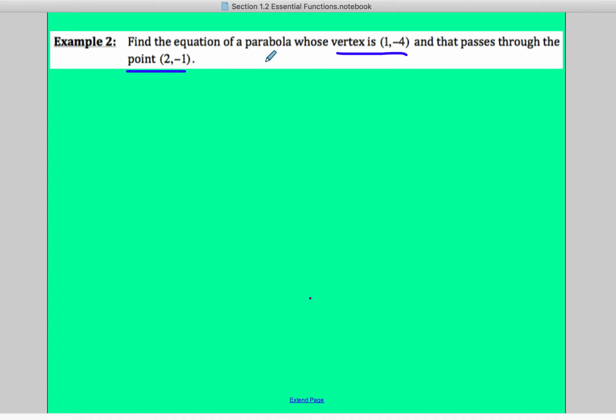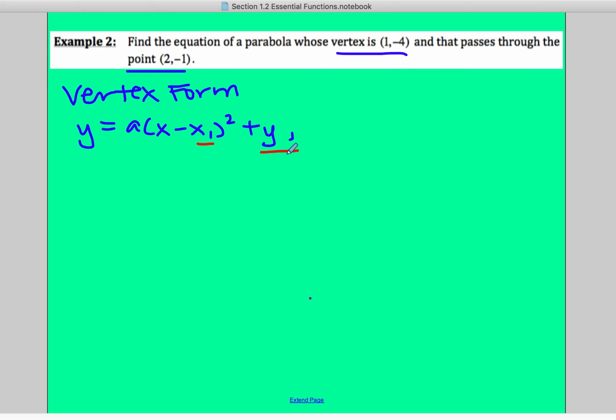So we have three formula options that we can use. We can use standard form, vertex form, or factored form. I am going to use vertex form because it gave me the vertex. So just to remind ourselves what vertex form is, it is y equals a(x minus x1) squared plus y1, and x1 and y1 are the vertex.